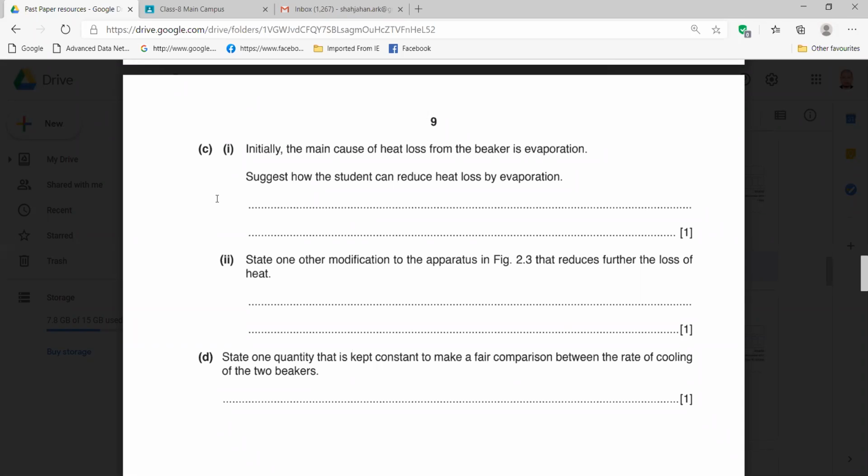How can the student reduce heat loss by evaporation? Putting cotton above the surface of the water. So you are putting cotton to block the rays of the sun, or you can put any other thing. We just have to build a barrier or a cover or a shade.